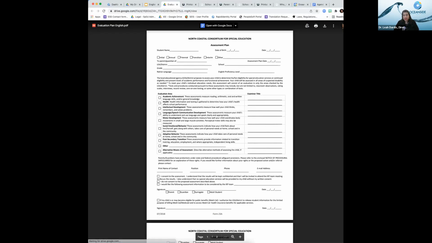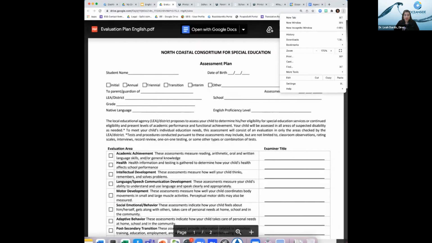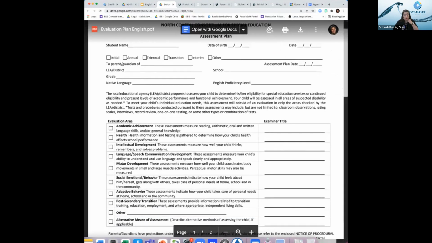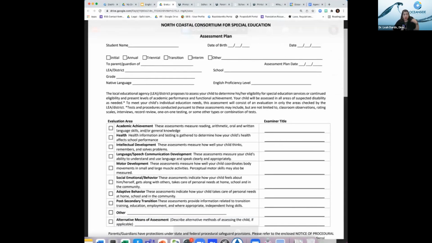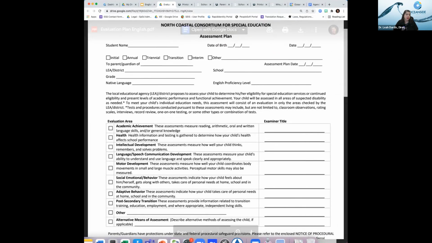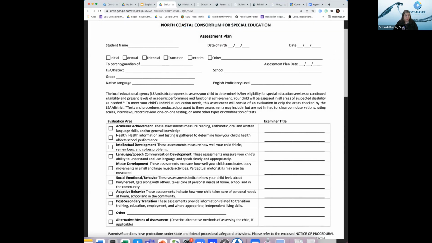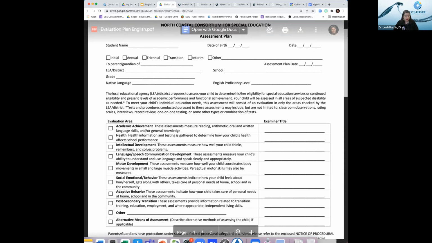And so our assessment plan really is about looking at the different areas that we suspect might be areas of disability. So when we have an assessment plan, we're going to check a box. We're going to tell you who the examiner might be. So in academic achievement, it's going to be our education specialist. If you have concerns about health, this might be our school nurse. Intellectual development might be along those lines of your school psychologist. Your speech and language would be your speech and language therapist.